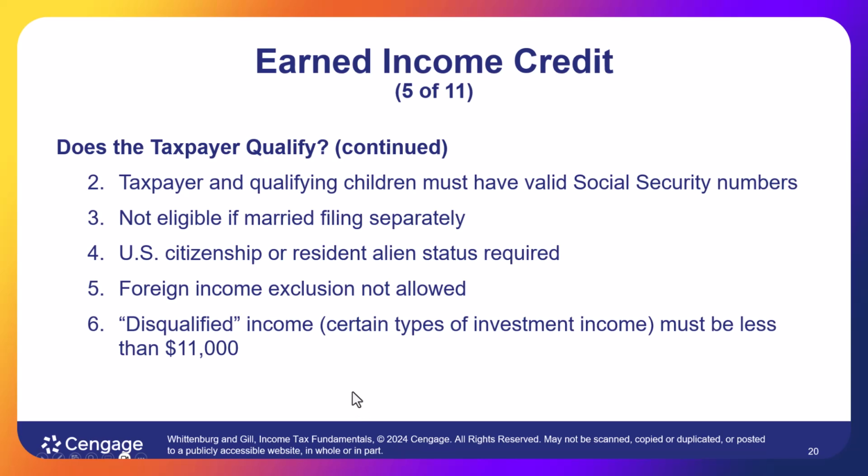So the second thing of the 7 they need is the taxpayer and qualifying children must have valid Social Security numbers. They must not be married filing separate. So you can't get EIC if you're married filing separate. U.S. citizen or resident alien status is required. Foreign income exclusion is not allowed for EIC. And disqualified income, certain types of investment income, must be less than $11,000 or you don't get EIC.